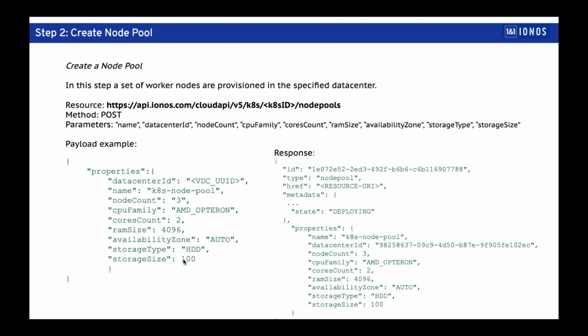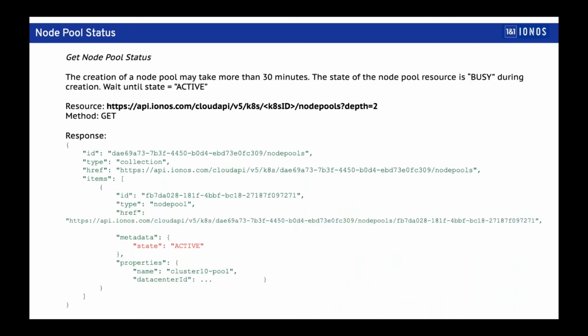Again, here as a response, you will receive a UUID, and the node pool again has a state. It is state deploying when it's being built up, and it becomes state active once all the worker nodes have been provisioned and configured. So this might take a while. It can actually take more than 30 minutes, depending also on the amount of worker nodes that are included in your node pool. So please be patient.